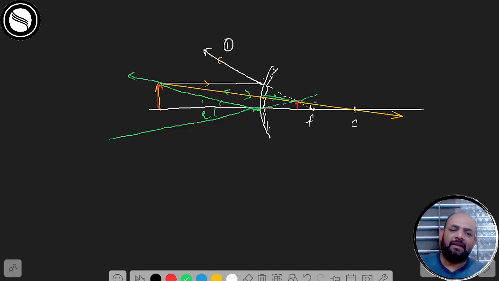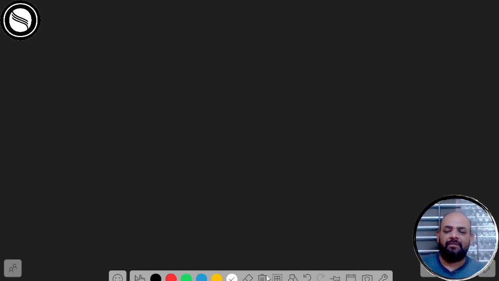So again here we got three rays: first, parallel to the principal axis; second, passing through the center; and third, this one, which will fall at the pole. The only thing we have to take care of is that angle I should always be equal to angle R. So these are the three possibilities, the three types of rays.